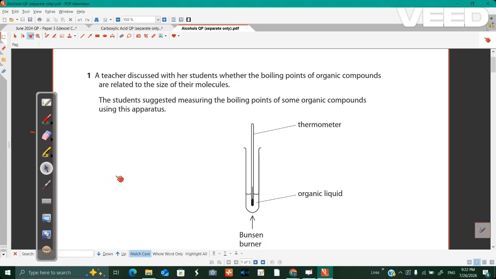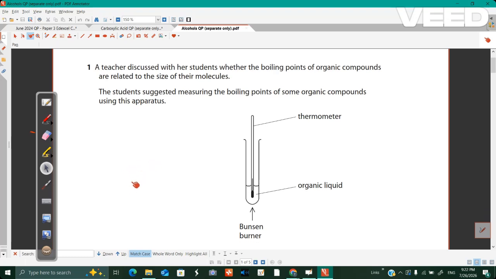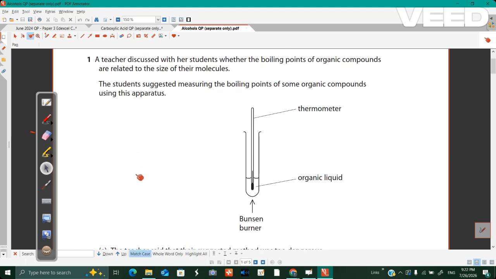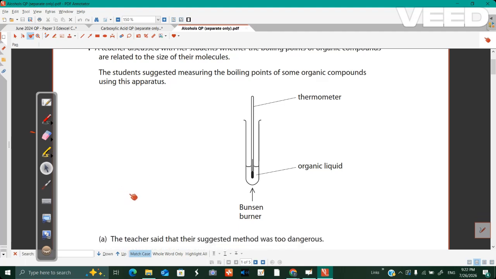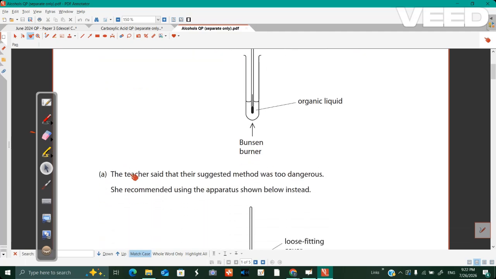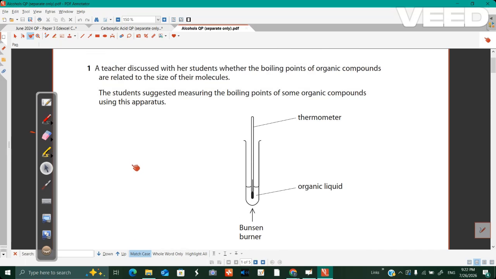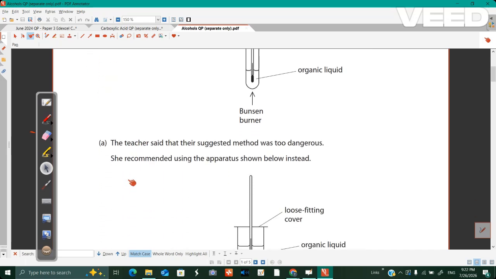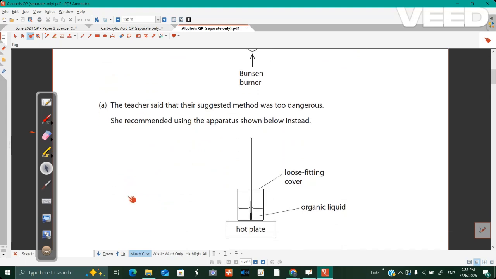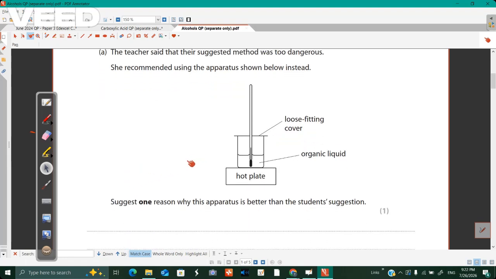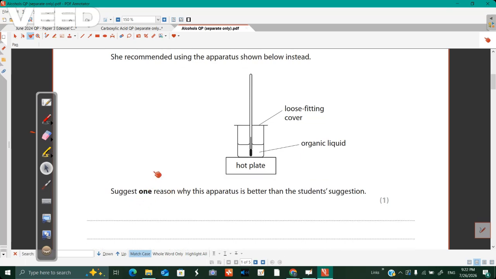A teacher discussed with her students whether the boiling point of organic compounds is related to the size of their molecules. The students suggested measuring the boiling points of some organic compounds using this apparatus: thermometer, organic liquid, Bunsen burner. The teacher said that their suggested method was too dangerous. She recommended using the apparatus shown below instead: loose fitting cover, organic liquid, hot plate.